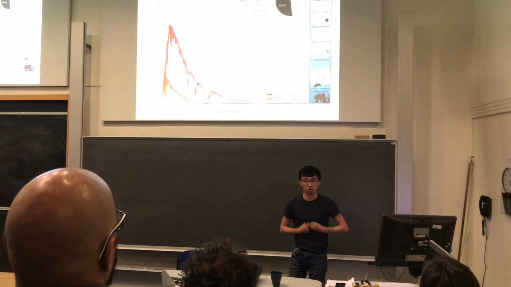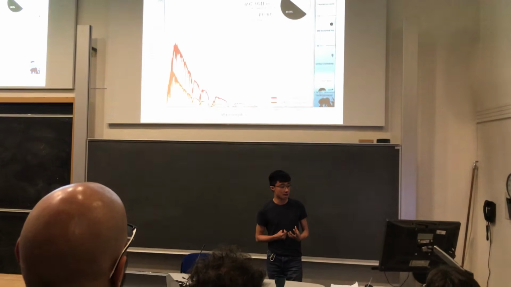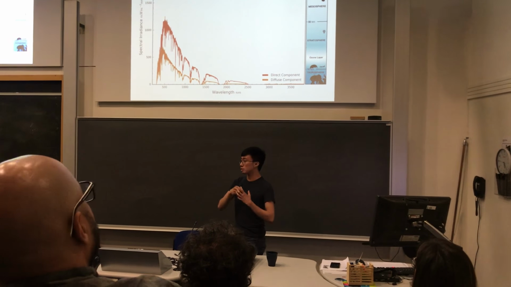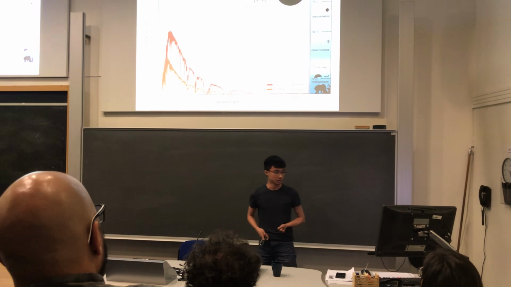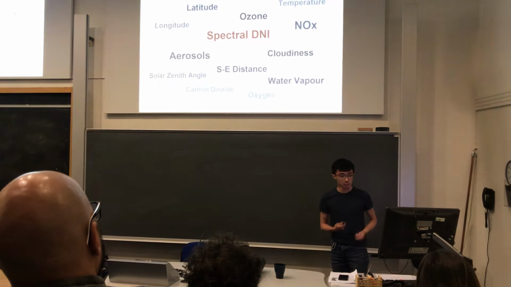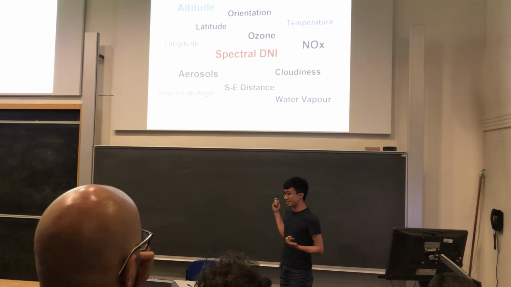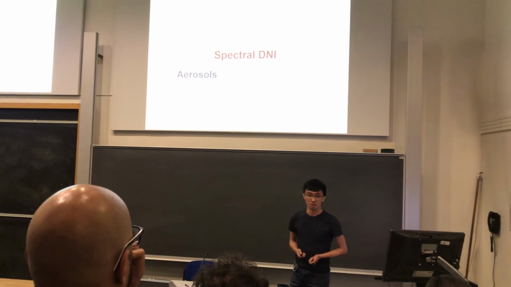And you can see aerosol strongly scatters the radiation in the forward direction, greatly attenuating the DNI and leaving a very strong spectral signature in the spectral DNI. So as you can see, there are a lot of factors that can affect spectral DNI: ozone, water vapor, clouds. But one of the most important things, as you saw in the animation, is aerosols.